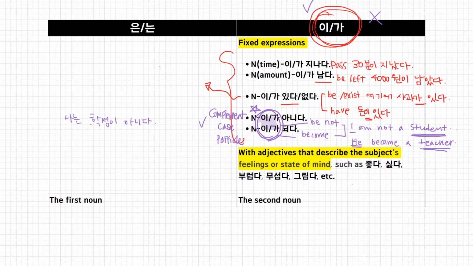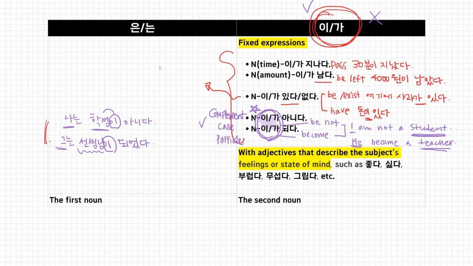So in Korean, there are actually two 이가, subject case particle and complement case particle. 나는 학생이 아니다. 나, subject, 학생, complement, and 이 is attached to the complement. 그는 선생님이 되었다. 그, the subject, 선생님 is the complement, and 이 is attached to the complement 선생님.